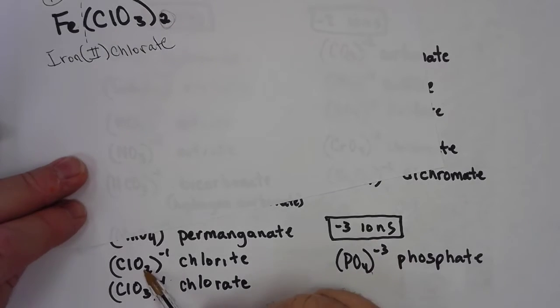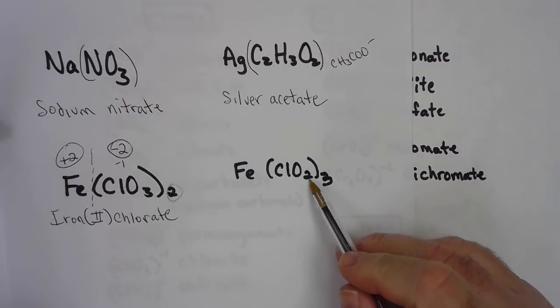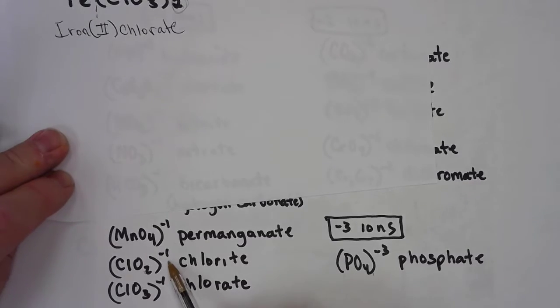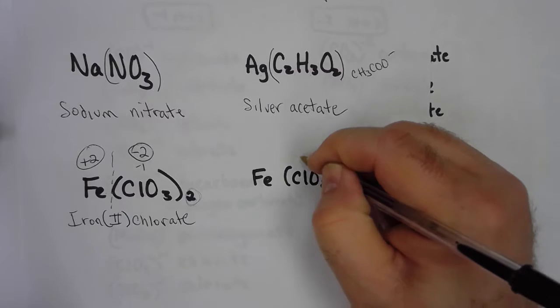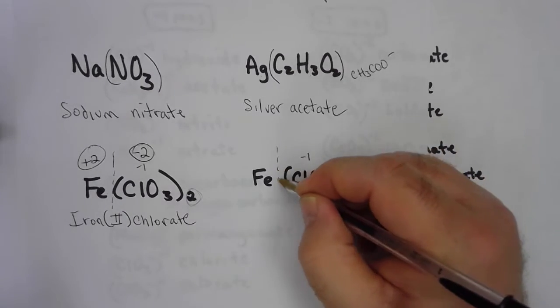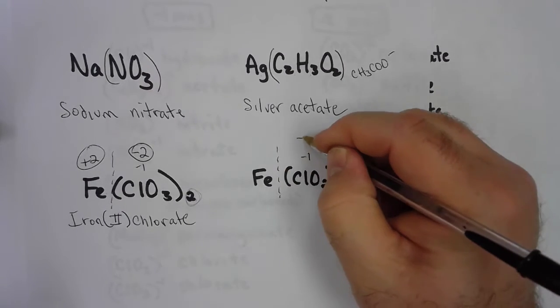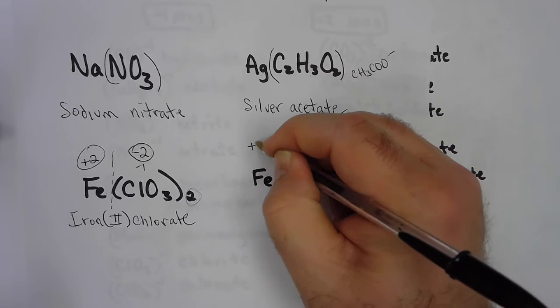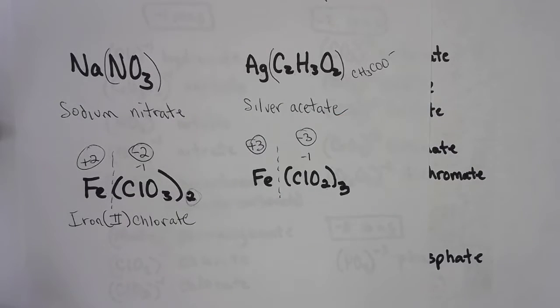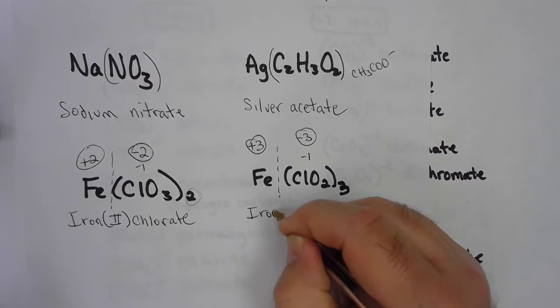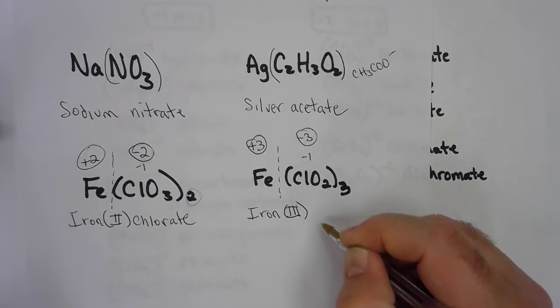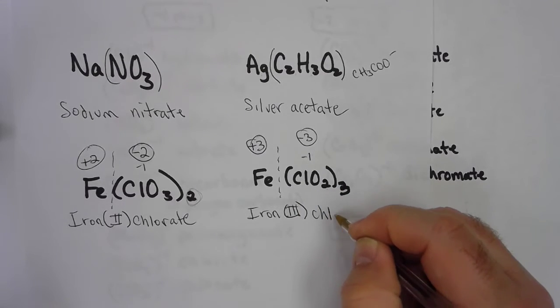Here we've got a chlorite, ClO2, which has a -1 charge. We have 3 of those. 3 -1s would be -3. This iron then must be +3 in order to balance it out. Iron 3 chlorite.